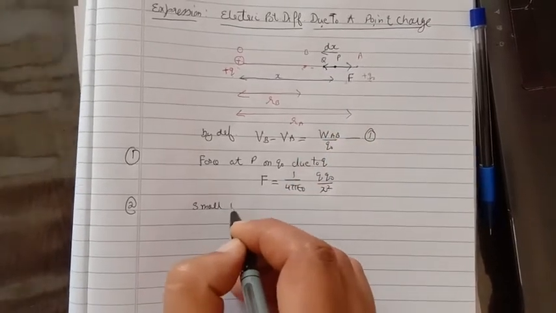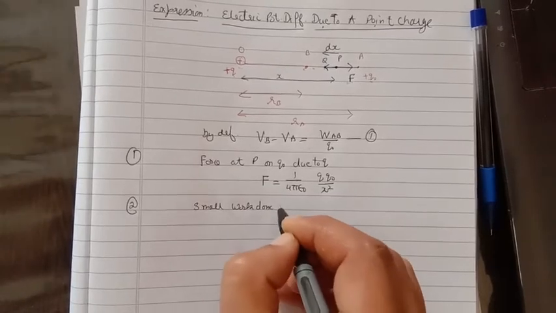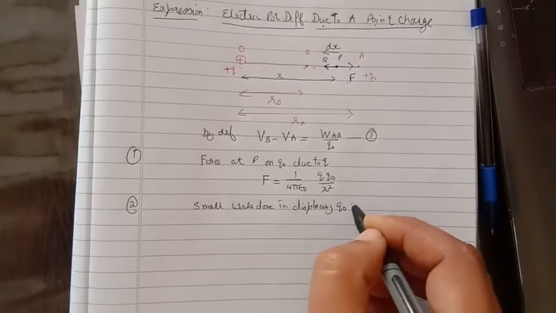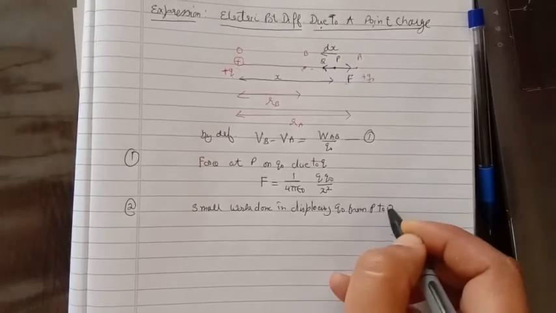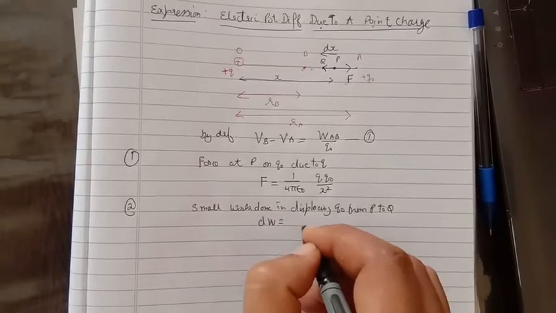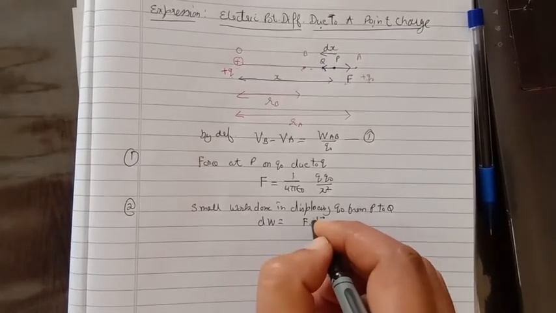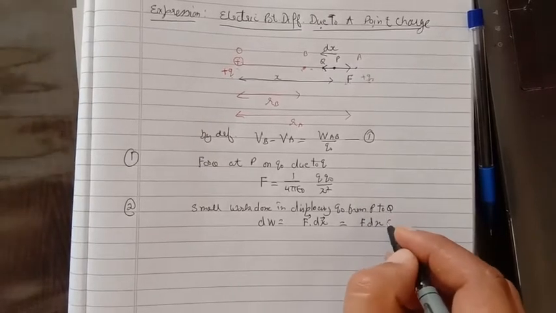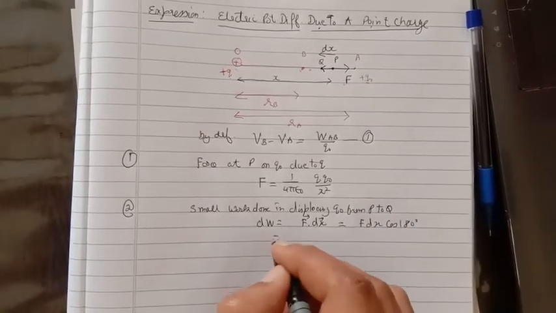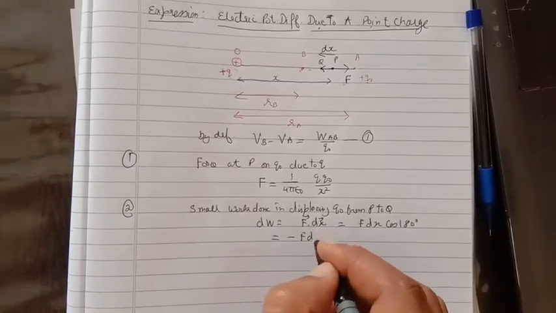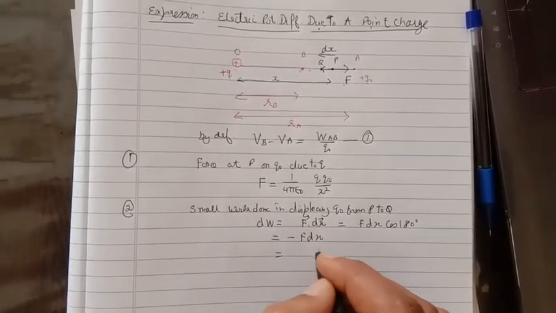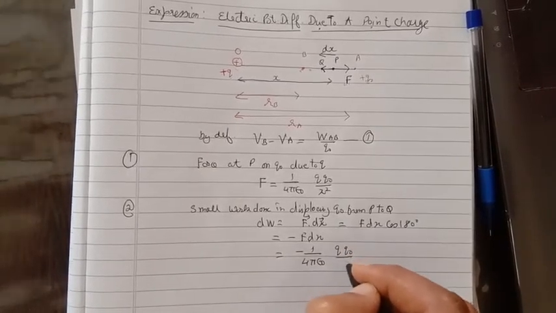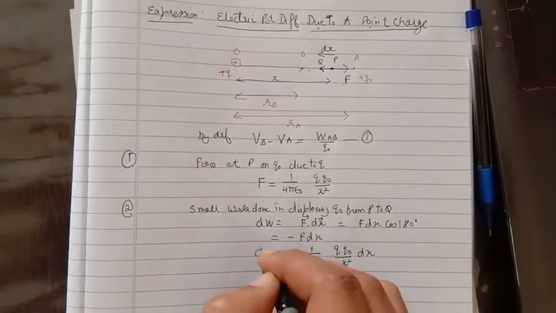So the small work done in displacing Q naught from P to Q is dW equal to F dot dx. Because both are opposite in direction, it will be F dx into cos of 180, which will be equal to minus F into dx. If we use the value of F, it will be minus 1 over 4 pi epsilon naught, Q Q naught over x square into dx. This is the work done.